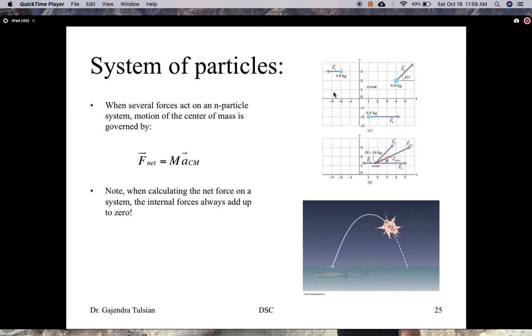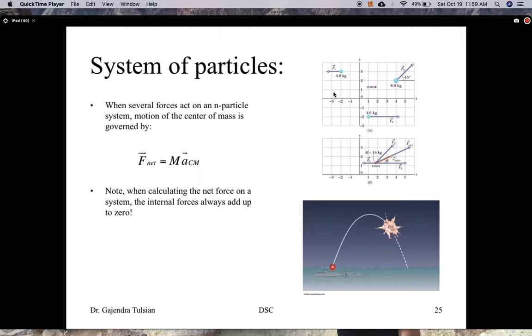Again, for a system of particles, like we already said, the sum of the forces acting on all the particles is the net force, and that is equal to the total mass times the acceleration of the center of mass. So Newton's second law becomes as if the entire mass of the system is at the center of mass. So the acceleration of the center of mass is what comes into play.